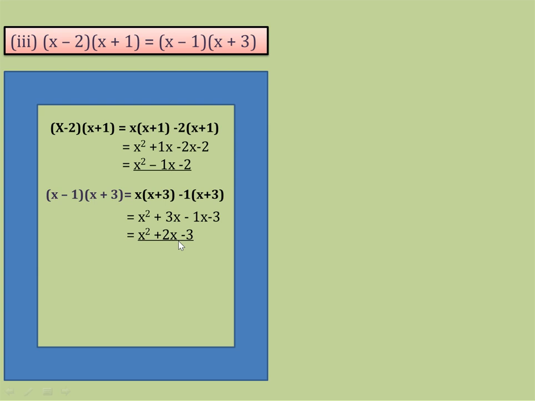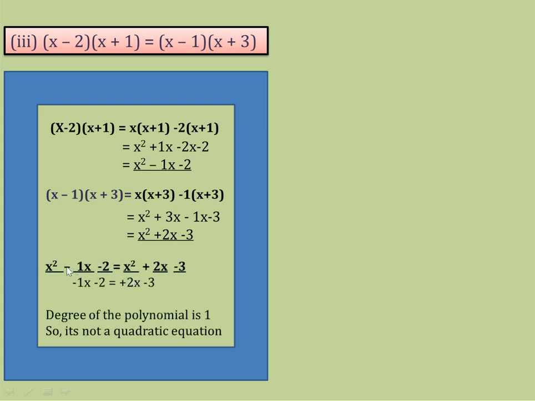Now equate them. Then it becomes x square minus 1x minus 2 on the left hand side, and on the right hand side we write x square plus 2x minus 3. Okay, now simplify. Here x square gets cancelled. They have the same coefficient and same sign, so they get cancelled. The remaining is minus 1x minus 2 is equal to plus 2x minus 3.